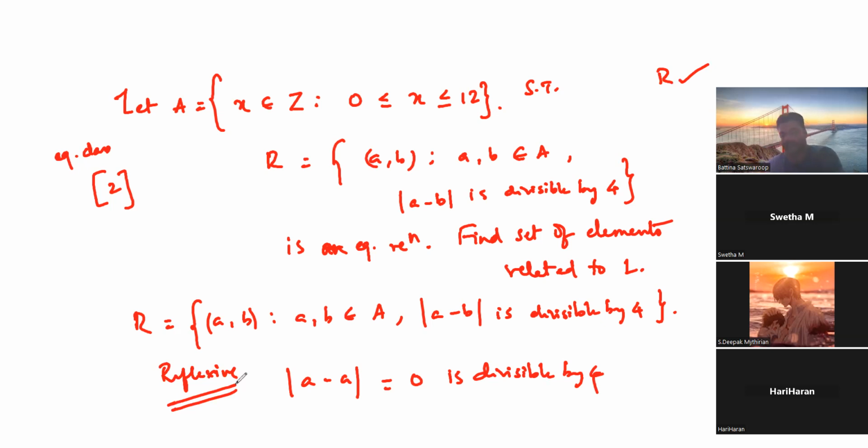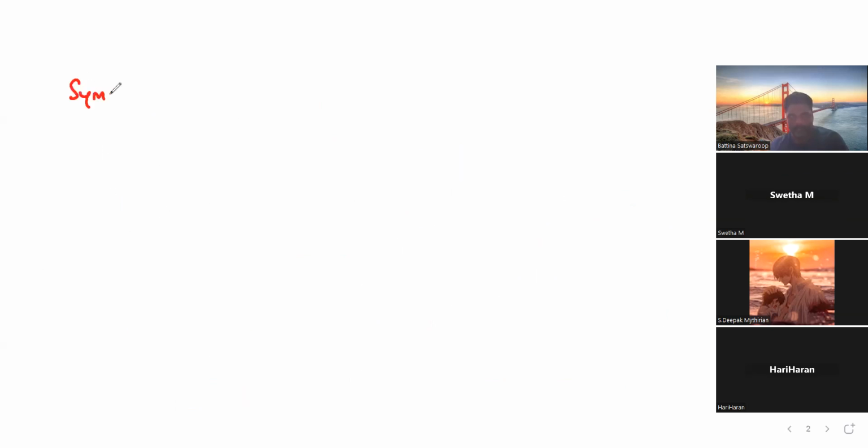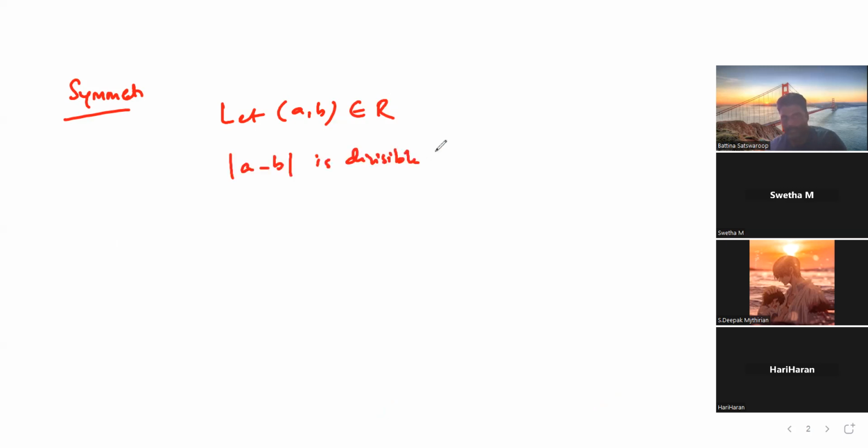Done? Yes, sir. Let's go to the symmetry condition. Let (a, b) belong to R. In the exam you should write it fully as symmetric; I am a lazy fellow, so I am writing in shorthand. So the modulus of a minus b is divisible by 4. Even if I swap the values, since there is a modulus, modulus of b minus a will also be divisible by 4, sir. Therefore, R is a symmetric relation. Correct? Yes, sir. Now checking for transitive.